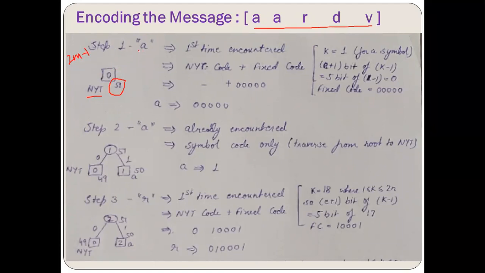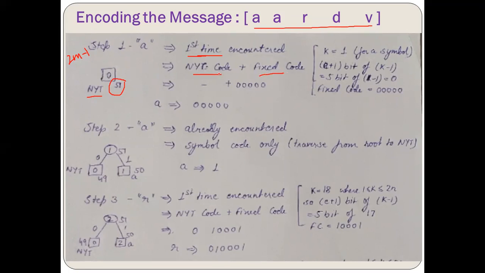Let's see how to encode it. First, A is encountered. Now, we have to check the condition whether A is encountered for the first time or already encountered. So we can see that it has been encountered for the first time. So what was the condition? If a symbol is encountered for the first time, then you encode it with the NYT code followed by the fixed code. It is not plus, but followed by. So, NYT code followed by fixed code.